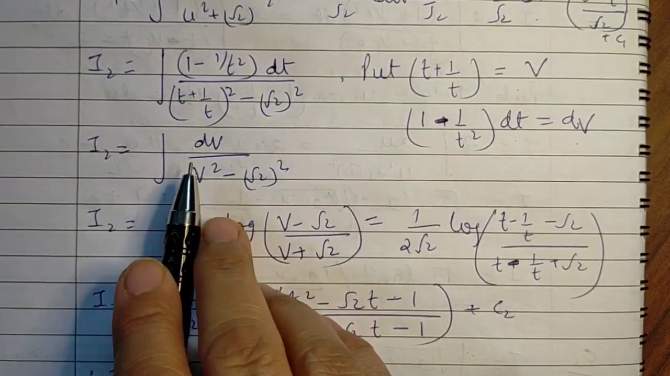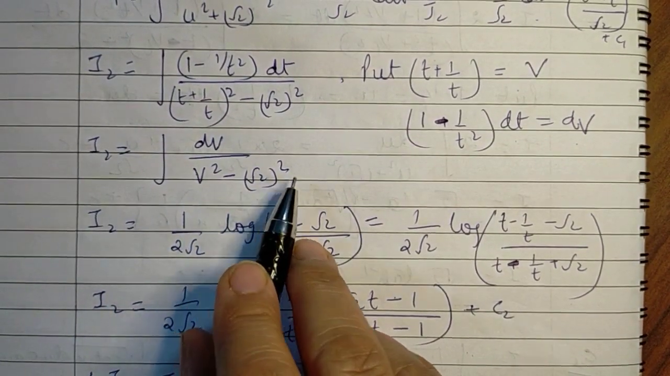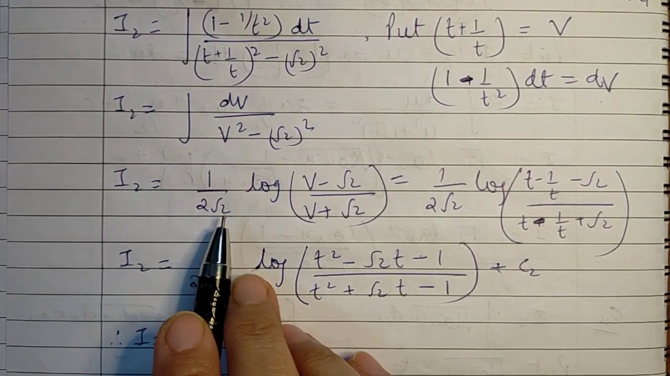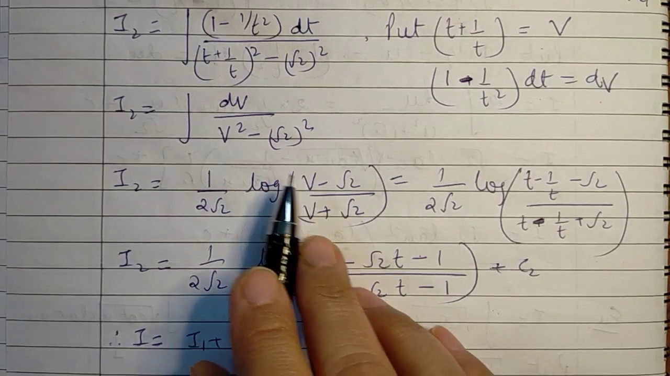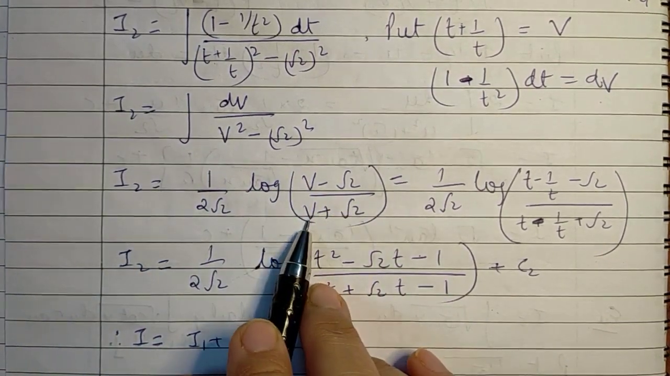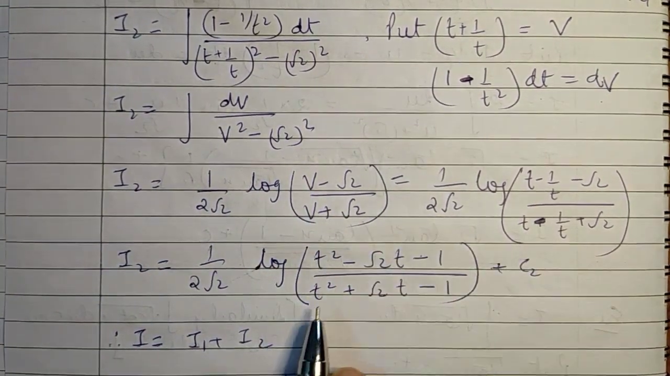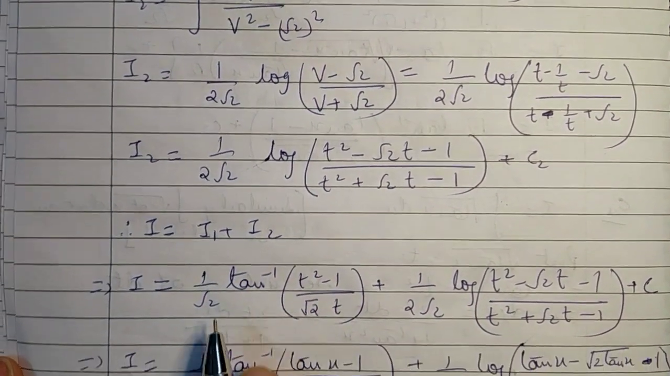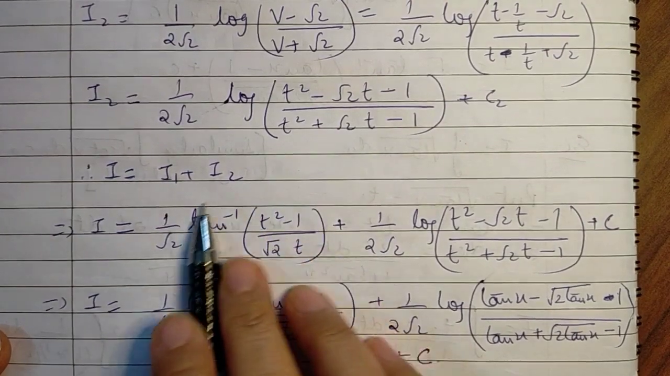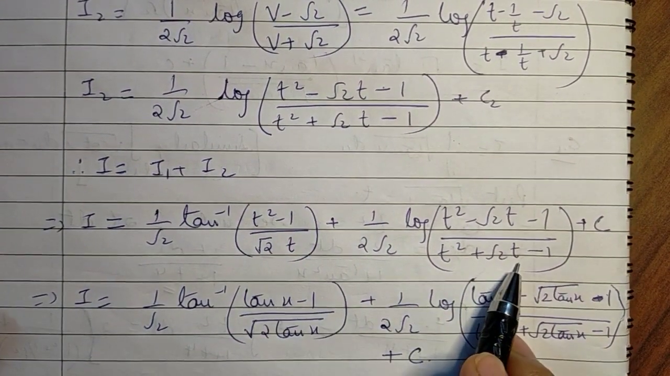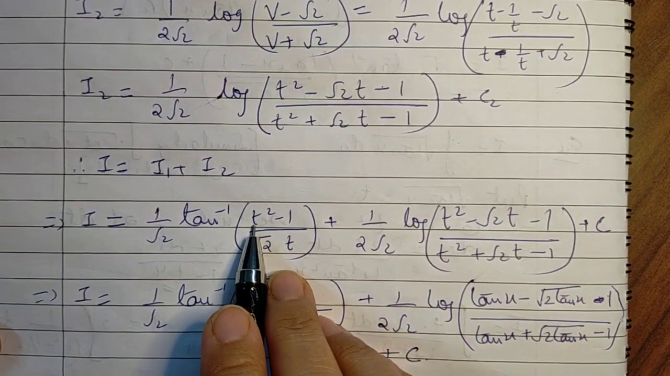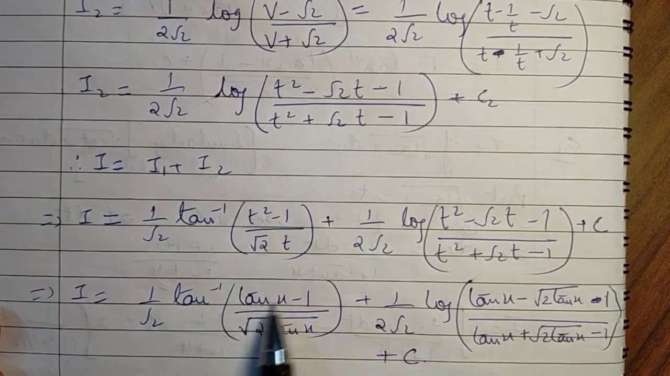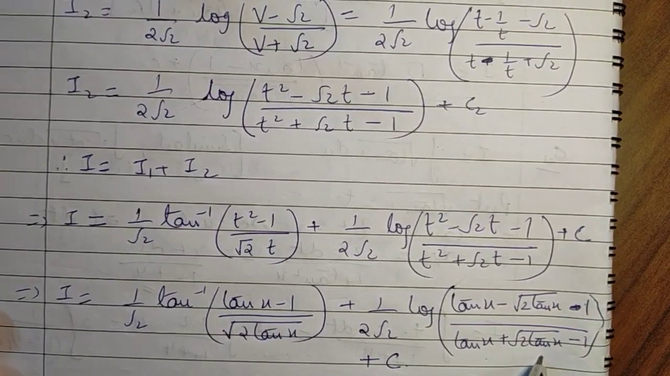And this gets converted to the standard form v squared minus root 2 whole squared, that is 1 upon 2a, that is 1 upon 2 root 2 log of v minus a upon v plus a, which on substituting gets simplified to this. Now adding I1 and I2, we get one tan inverse term and one log term. Substituting t as tan x and simplifying, we get the required result.